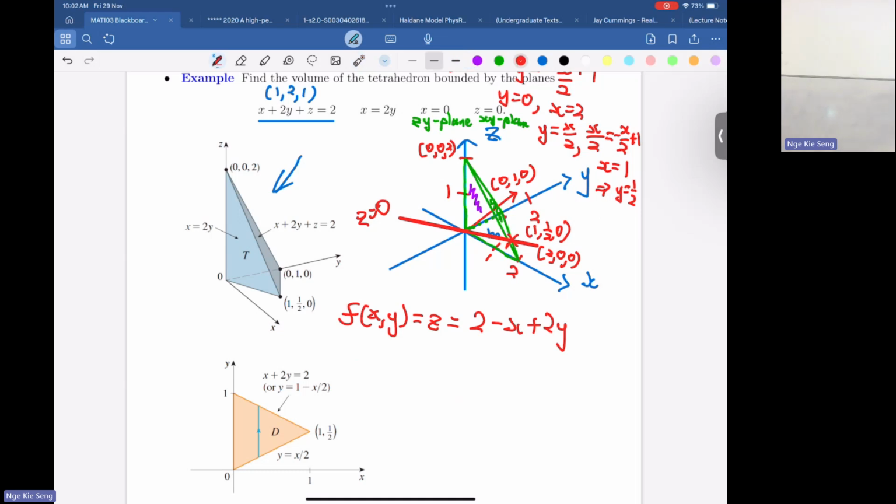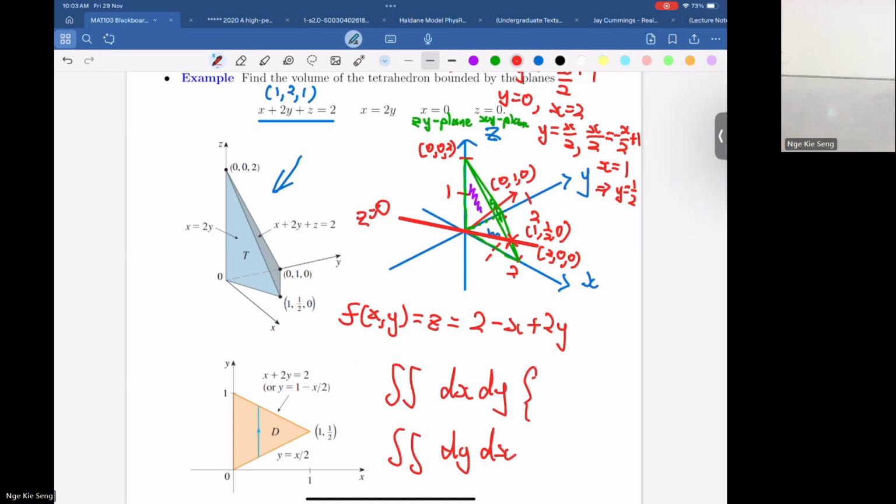Now you need to decide your order: whether you want to integrate with respect to x first or with respect to y first. Are you okay to write it out, or do we need to go through it together? You have given the lecture already. Maybe we can try dx dy.